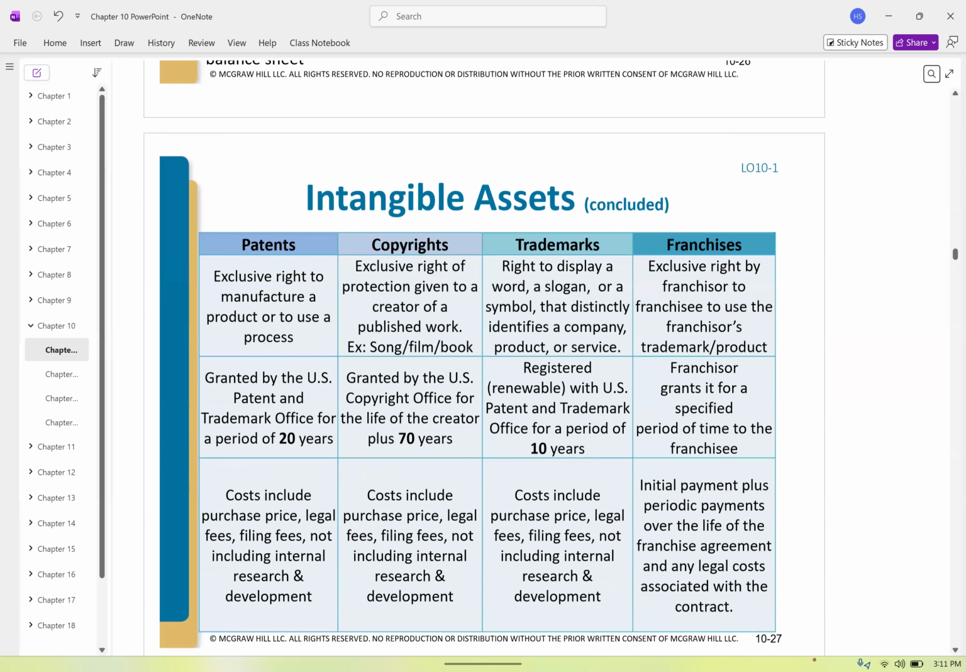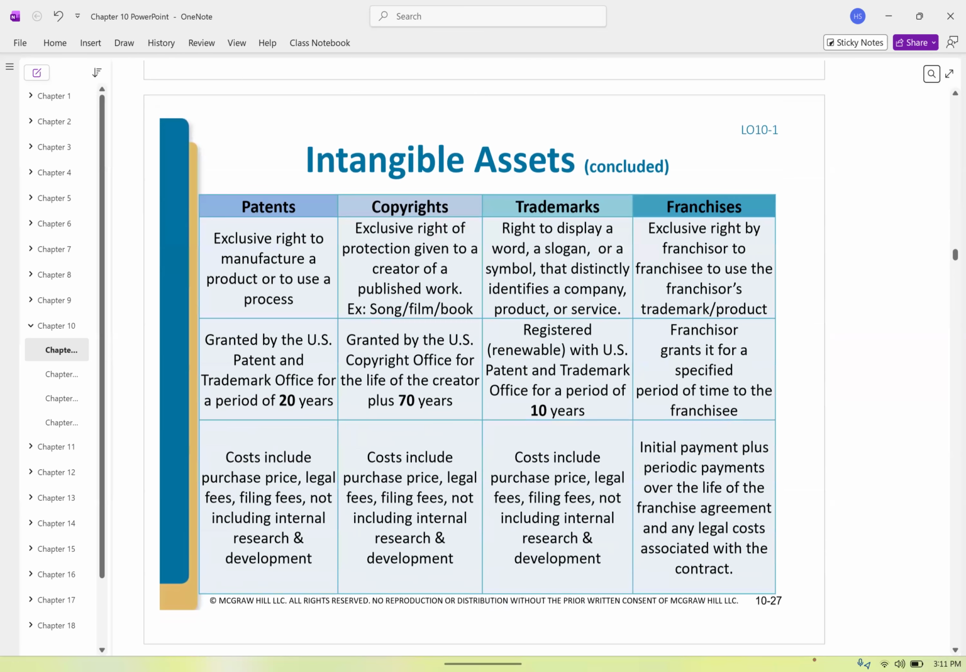Okay. Here is another good slide that's got a lot of information on there. We've got patents, copyrights, trademarks, and franchises. They give you information about each one of those. So yes, a patent will be granted for 20 years, but a lot of times it's not good for 20 years.